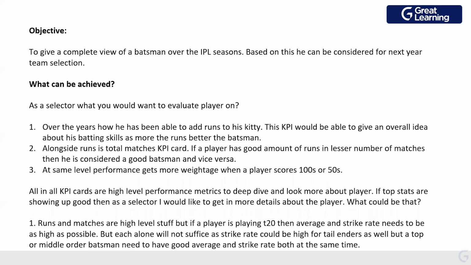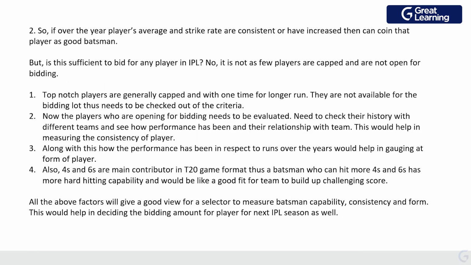If your Shami comes and he hits 2 4s in just 4 balls and the match is over, then his strike rate is of course better compared to Rohit Sharma or Virat Kohli, right? So tail enders as well as top or middle order batsmen need to have good average and strike rate both at the same time. So it is tough, but let's see which player is good for that.